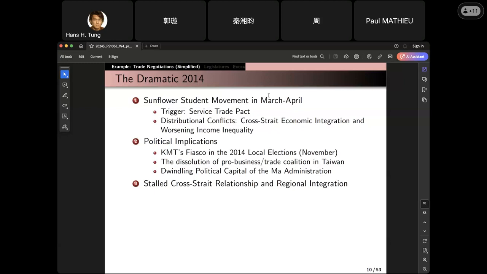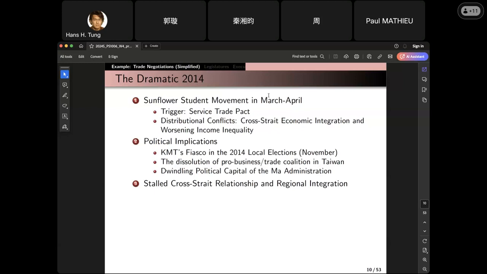And then, of course, the Ma Ying-jeou administration back then was obviously losing political capital. And therefore, as I said, since 2016 the DPP won the election again. So the DPP is going to be the governing party for 12 years, even while losing the majority in the Congress. And then cross-strait relations stalled, and regional integration as well. But this is just background, not the main point. I just want to let you know.